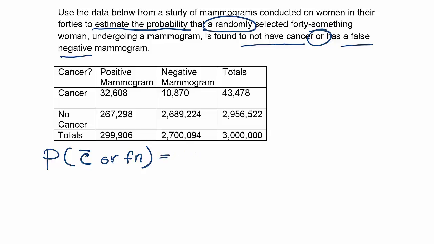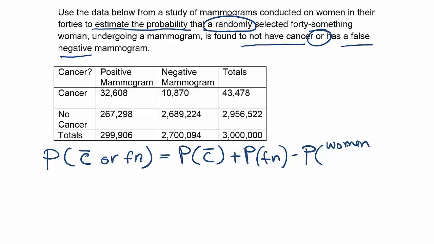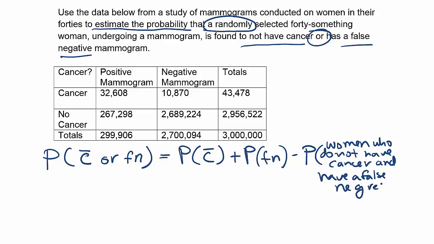Now, according to the formula, it should be the first thing, probability of that, so not cancer, plus probability of the second thing, false negative, minus the probability of the intersection of the two things. In other words, and I'm going to write this out in a phrase because I want to make sure that we conceptualize this in our mind carefully, it's women who do not have cancer and have a false negative result.